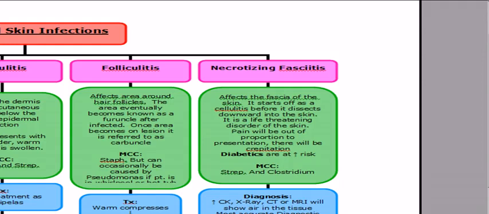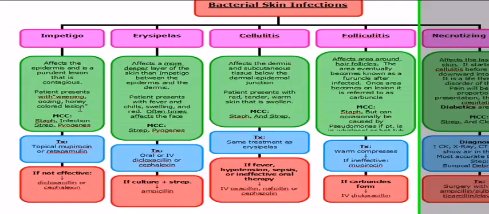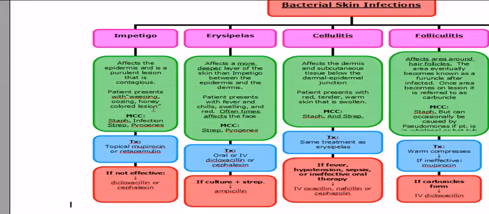What do I want you to look for in the stem of the question? Right here. Weeping, oozing, honey-colored lesion, okay? It's going to be most probably staph, but it can also be strep pyogenes. Look for topical mupirocin as your treatment, okay? And only if it's ineffective are you going to dicloxacillin and cephalexin, okay?